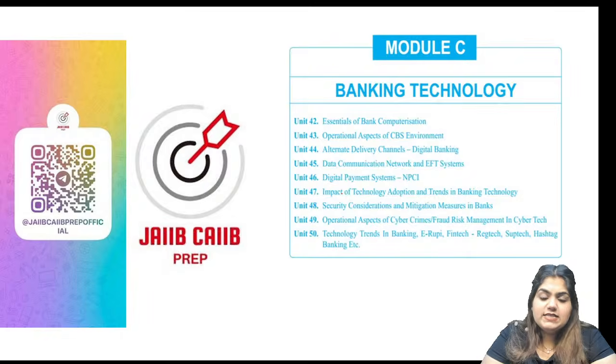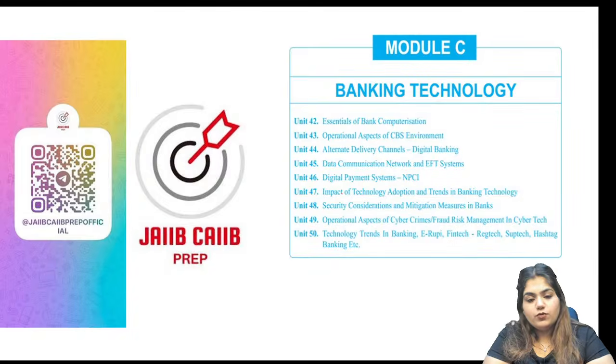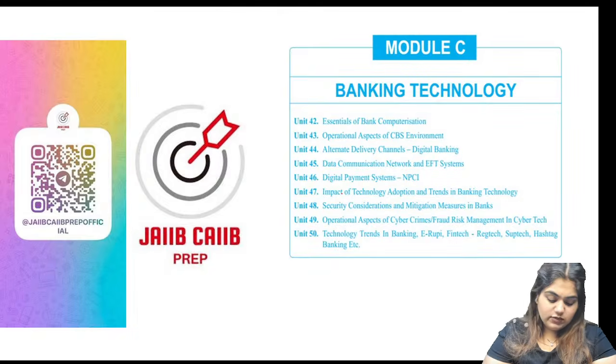Module C has 9 units and module D just has 5 units. Today the target is that we complete till unit 43, till unit 44, and the remaining units will be completed tomorrow. We'll be done with our course tomorrow. All the MCQs will be done by tomorrow. Okay? Let's start with module C.